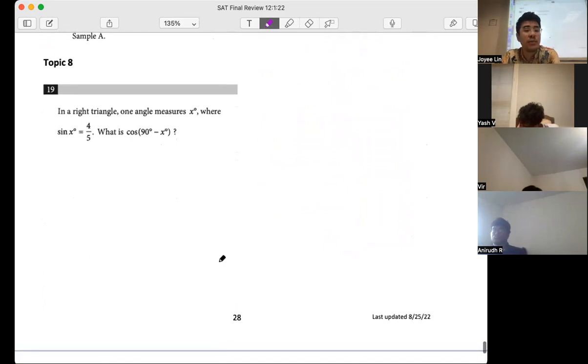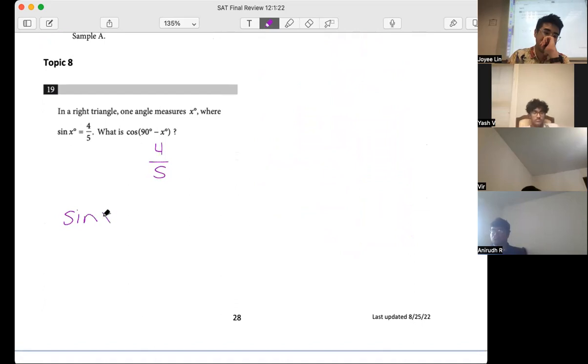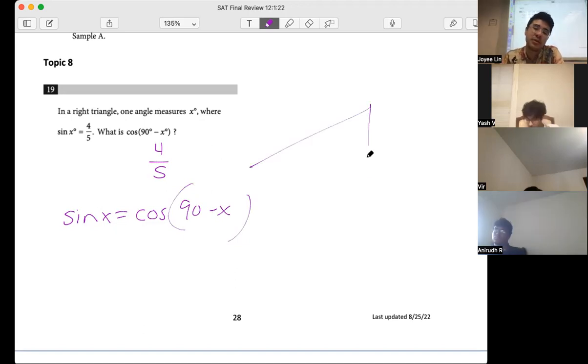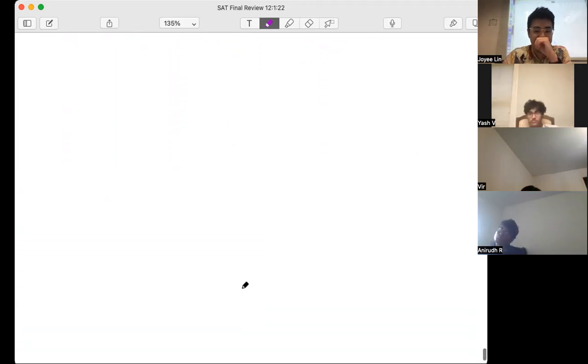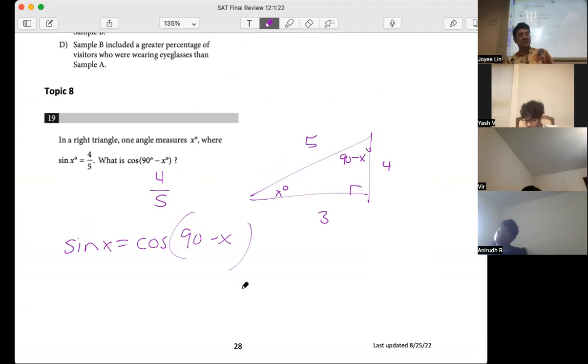Just reviewing this one again one more time. What is this one? 4/5, right? Yeah, cosine of 90 minus x is sine of x, right? Okay. You could always draw a triangle too, right? Just reviewing, so like that, right? Ad nauseam, so that you will never forget this, right? That is your shape right there. Oh, I'm done. That was fast. Okay.